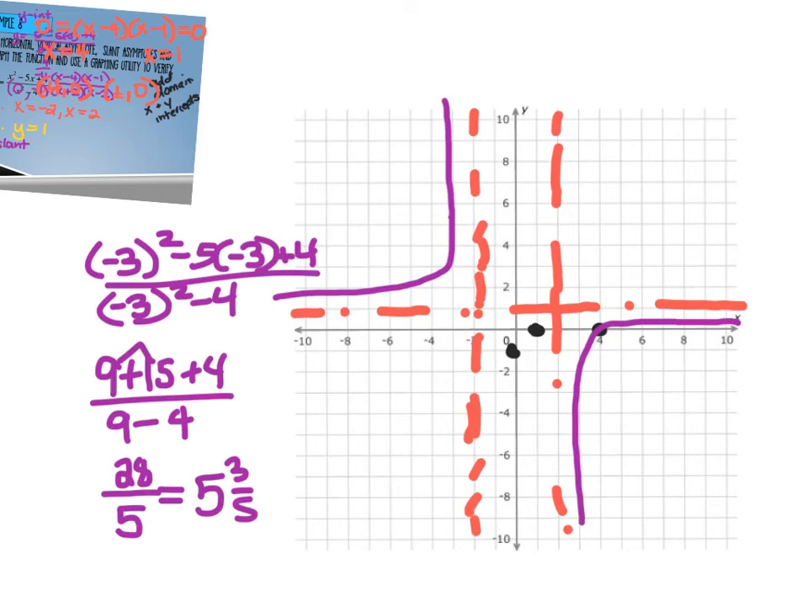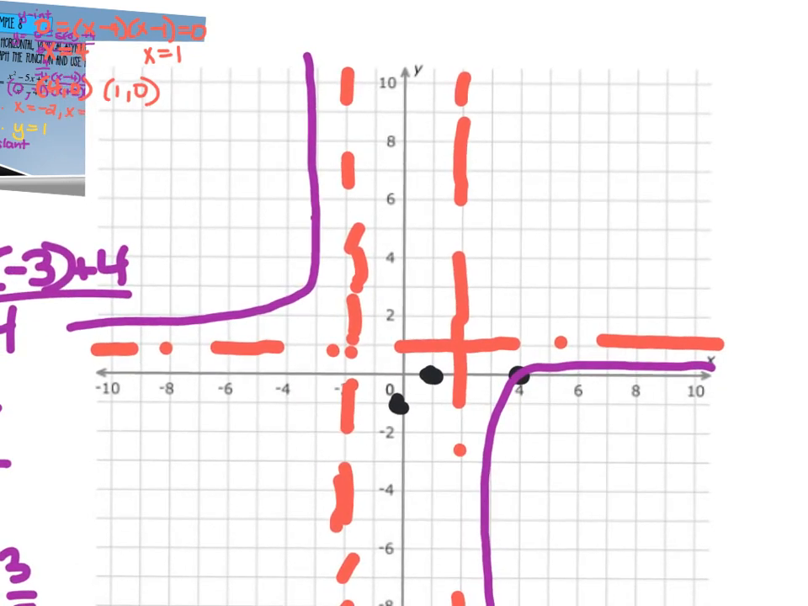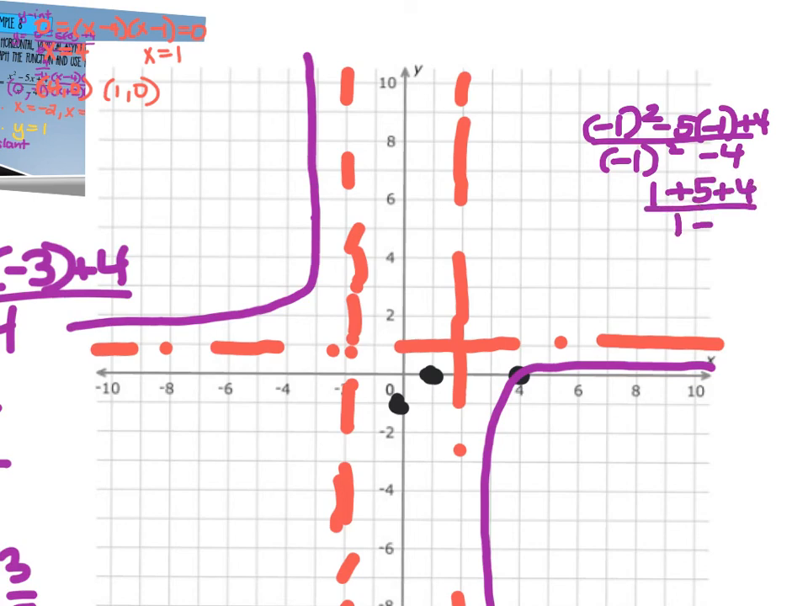Now the only other thing I need to figure out is what's happening in between the -2 and the +2. So I'm going to plug in -1. So -1 squared minus 5 times -1 plus 4 over -1 squared minus 4. 1 plus 5 plus 4 over 1 minus 4. 10 over -3, which is -3 1/3. And now I know it takes that cubic shape.